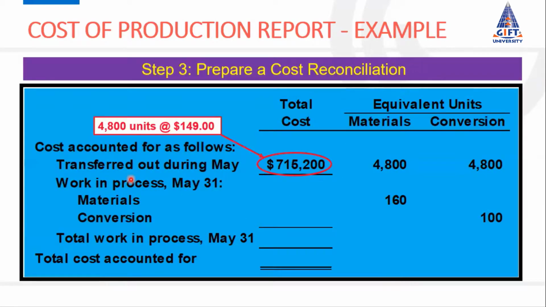First of all, we have 4,800 units completed and transferred out, and the per unit completed unit cost is 149, which we have calculated in the previous step 2 in the second portion. So 4,800 multiplied by 149 is 7,15,200. That is the cost which has been transferred out to the next department. For the entry of cost transferred to the next department, we prepare all these things. We do this whole exercise to calculate this. And this calculation is required for the entry of transfer of cost from one department to the second department.